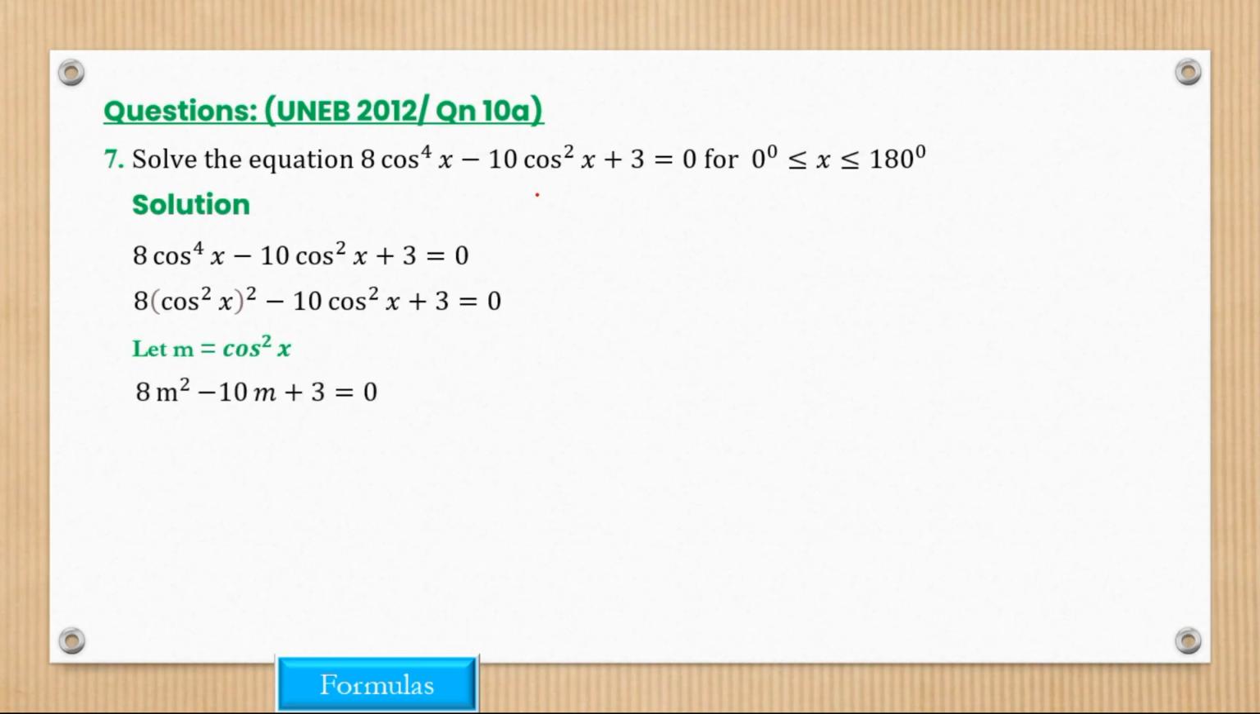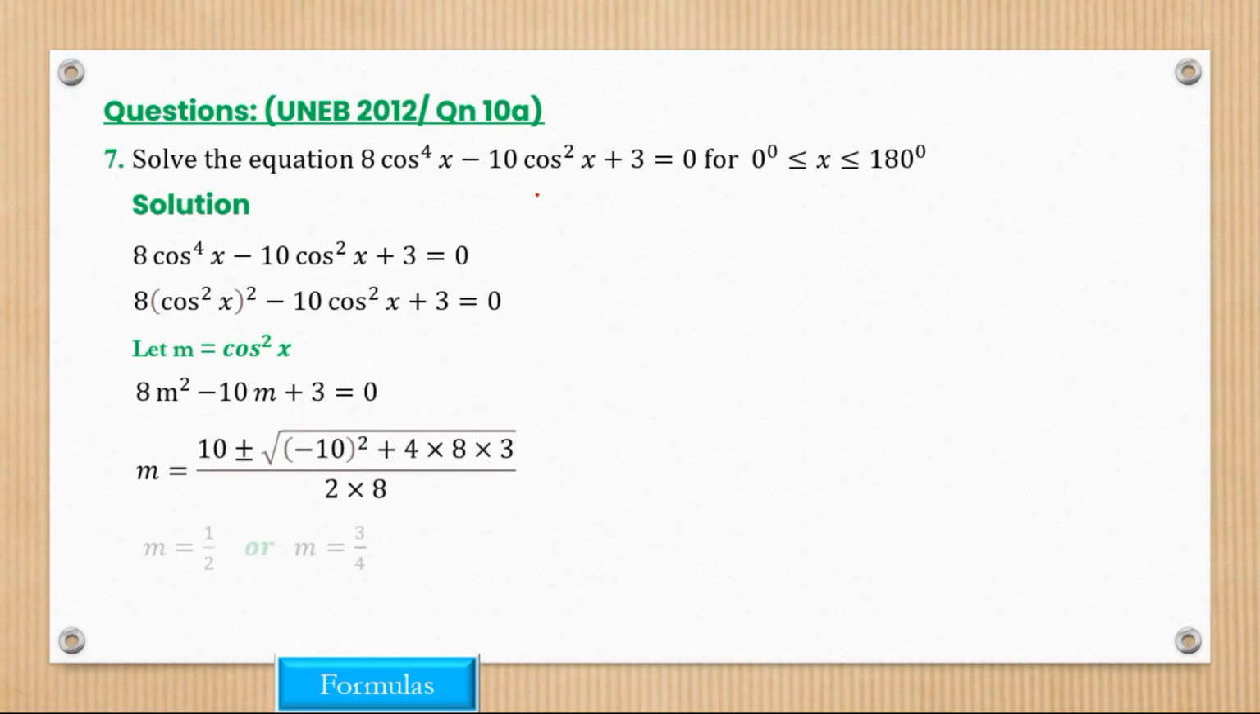So I'll have 8m squared minus 10m plus 3 is equal to 0. Using the bulldozer method, I can find m as being equal to a half, or m being equal to 3 over 4. So that means cos squared x is equal to a half, or cos squared x is equal to 3 over 4.